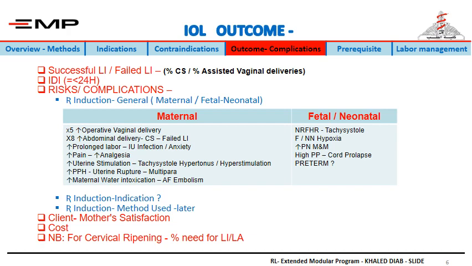As regards risks and complications for labor induction, it may be related to the procedure, to the induction method, and to the indication whereby labor is induced. Overall, prolonged labor more than 24 hours will require more epidural anesthesia, more increased operative vaginal delivery, and more cesarean section rate. Furthermore, prolonged labor will increase maternal dissatisfaction and maternal infection.